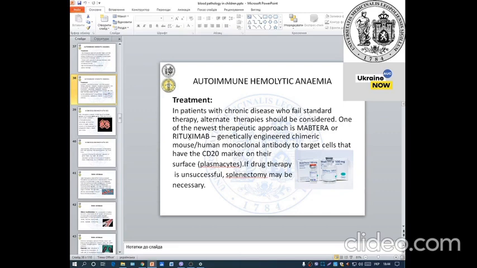In patients with chronic disease who fail standard therapy, alternate immunosuppressive therapies should be considered. One of the newest therapeutic approaches is MabThera, or rituximab, a genetically engineered chimeric mouse-human monoclonal antibody that targets immune cells that have the CD20 marker on their surface, plasmacytes. If drug therapy is unsuccessful, splenectomy may be necessary.